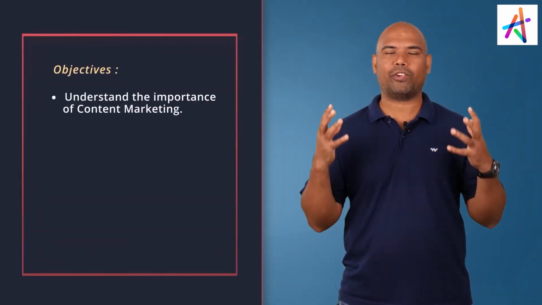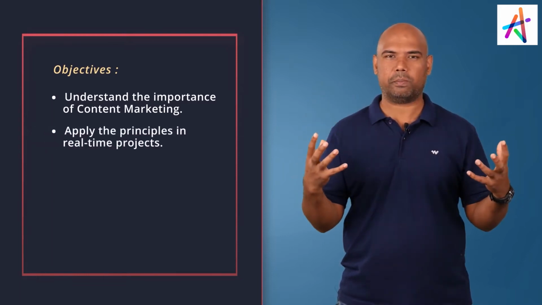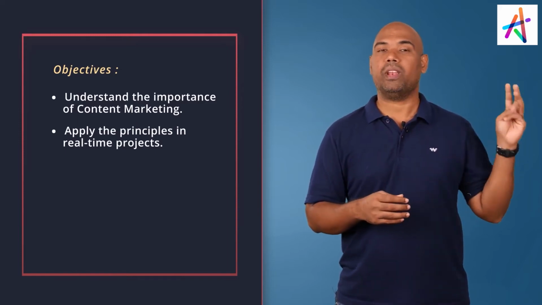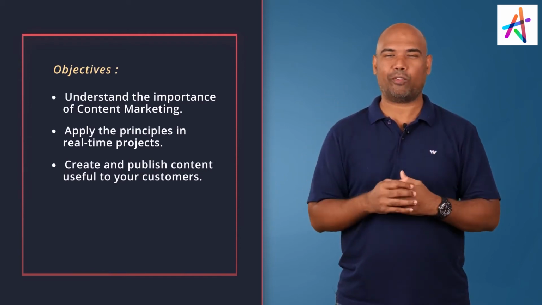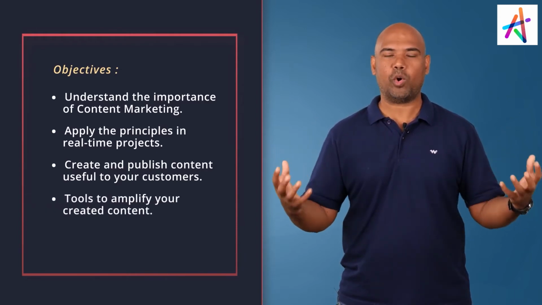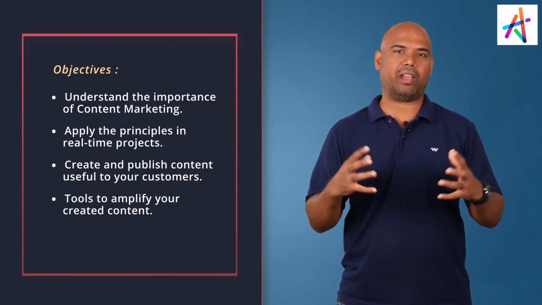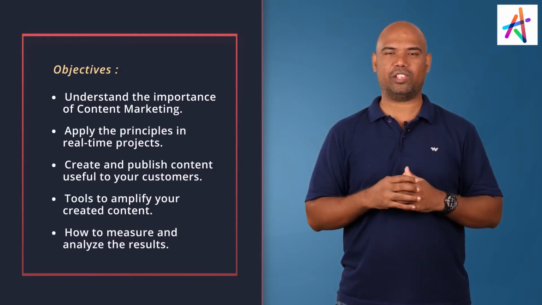Okay, so here are the objectives of the content marketing training. Number one, understand the importance of content marketing. Number two, you're going to learn how to apply the principles from your learning here. Number three, you're going to learn how to create and publish content that is useful for your customers. Number four, you're also going to learn how to publish it and promote it and really amplify that content. And last but not the least, you'll understand how to measure and analyze the results of your content marketing efforts. So that's what's in store. Without much ado, let's jump right in.